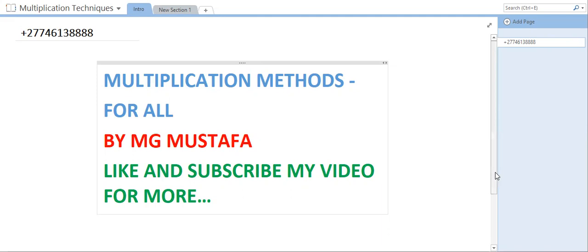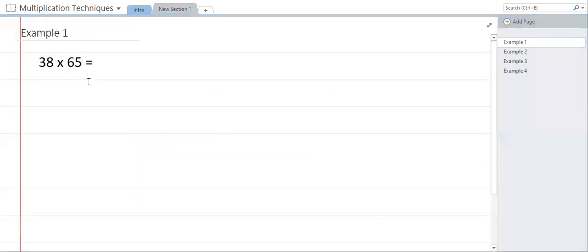So let us get straight into this easy method. In example 1, what we have here is 38 times 65. To work out 38 times 65, we can use the block method. Now, let us look at what the block method is. We have 38, which is two numbers, so we can create two rows, and 65, which is two columns.